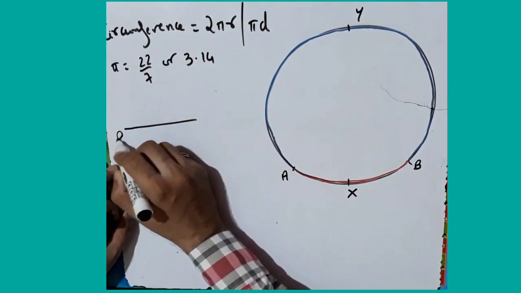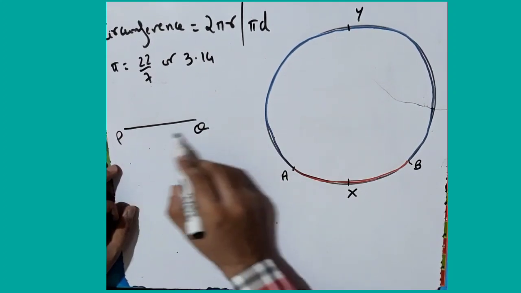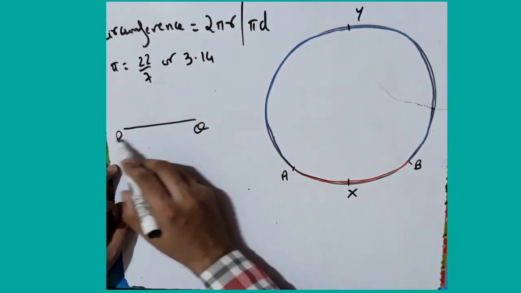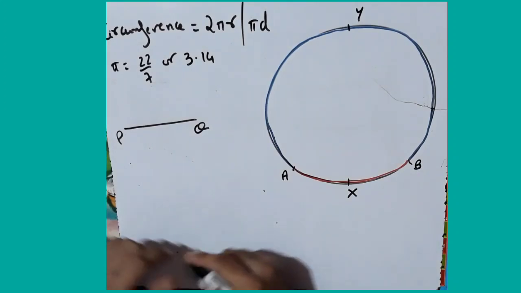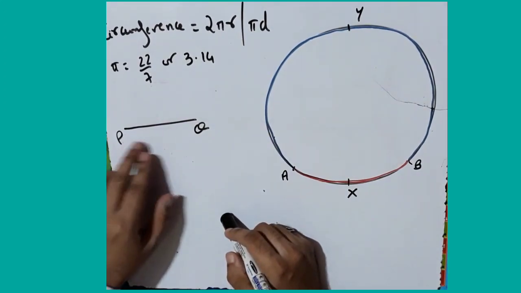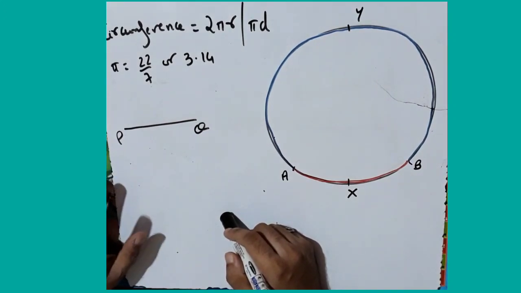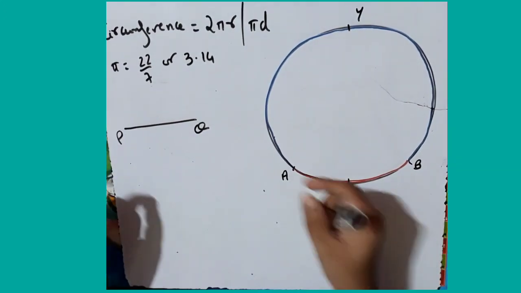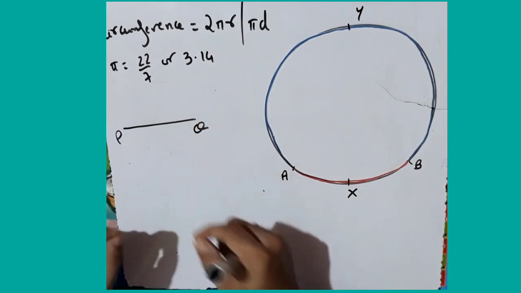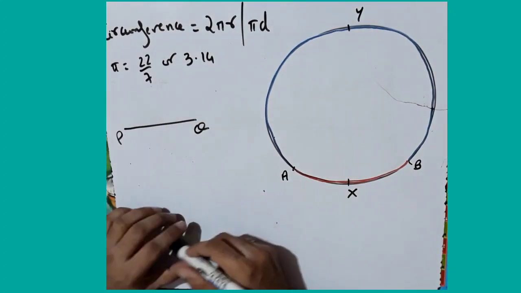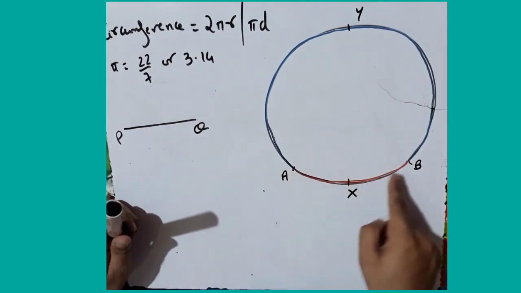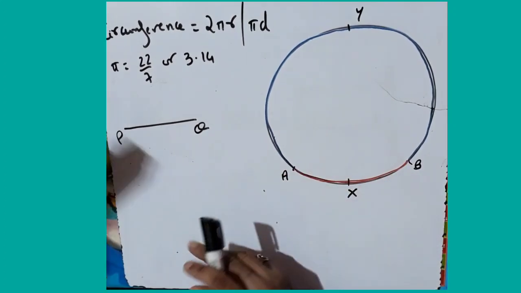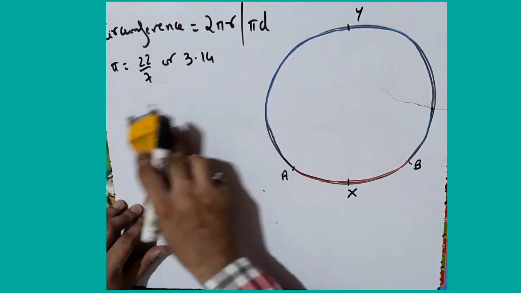Here I am drawing one segment PQ. If I ask you to measure the length of this segment, then you will measure the length of the segment using the scale. You will take a scale and find the length of segment PQ. But if I ask you to find the length of the arc, you cannot find it by using a scale.